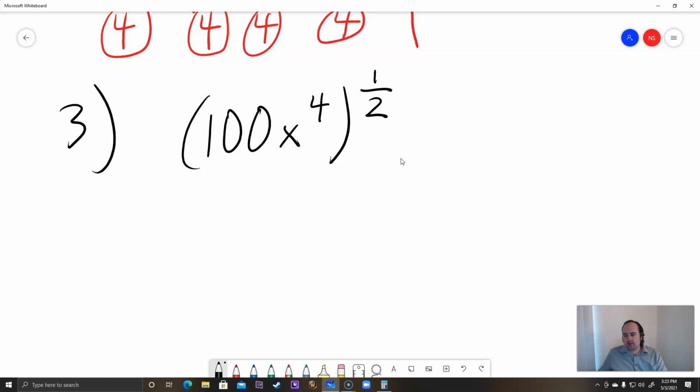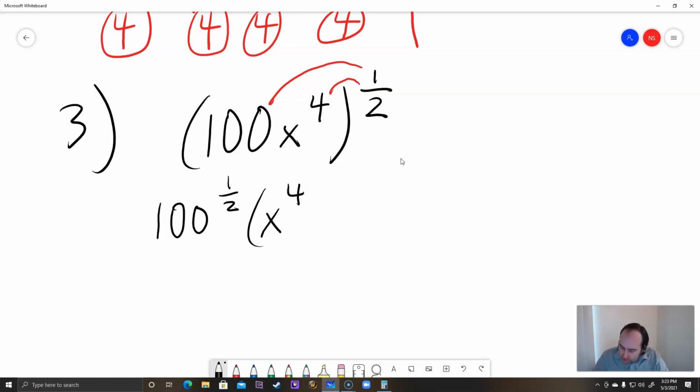Now what we have to do here is distribute the exponent. So we're going to distribute the 1/2 to every single exponent inside of the parentheses. And we're allowed to do that because there's only one term. Even though there's more than one factor, there's only one term. So we're allowed to distribute the exponent. Okay, so we get 100 to the 1/2 times x to the 4th to the 1/2.